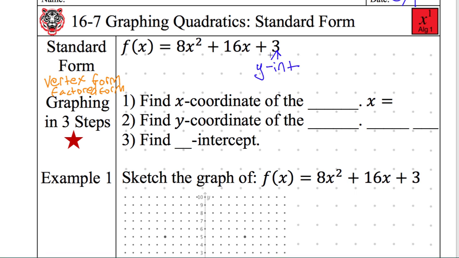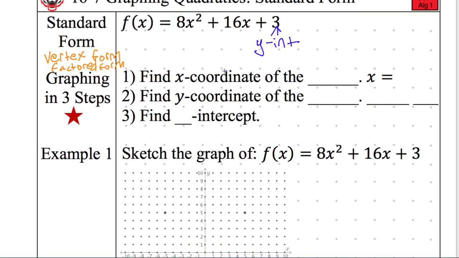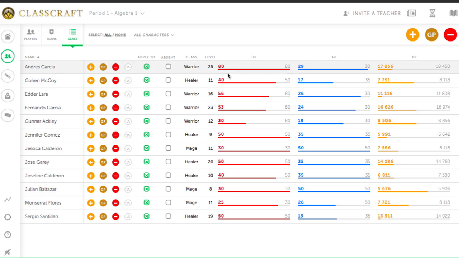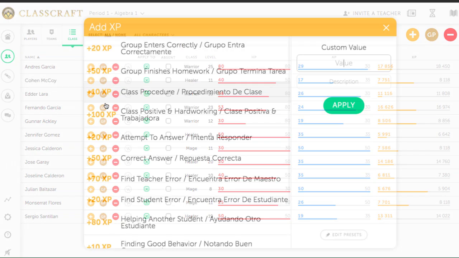All right, so there are 3 steps to graphing whenever you have standard form. Whenever everything is just added, that's standard form. Here are the steps. First step, find the x-coordinate of the what? What do we always find when we're talking about parabolas? Quiet raised hand. In a parabola, it starts with a v. What do we always find on a parabola? Cohen. There it is. Josie should have raised her hand. She had it. Cohen, good job. I have your card now.